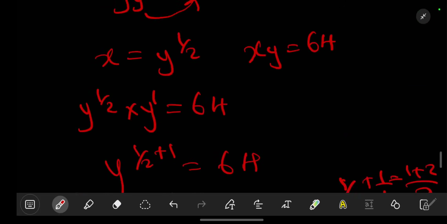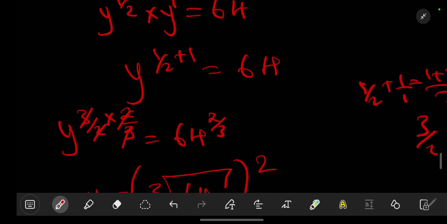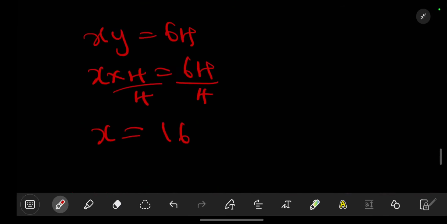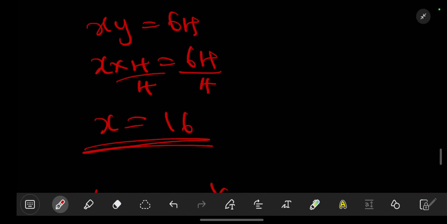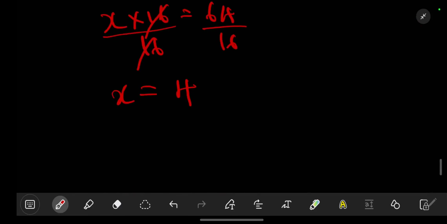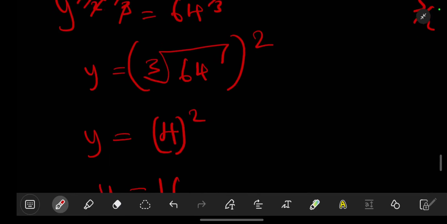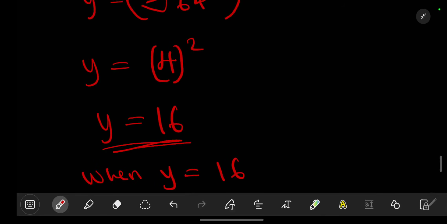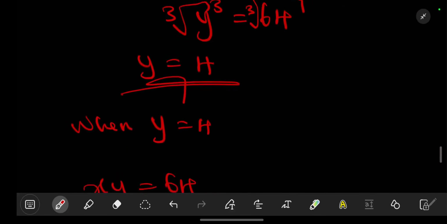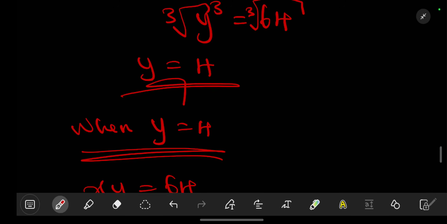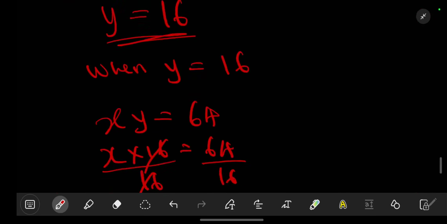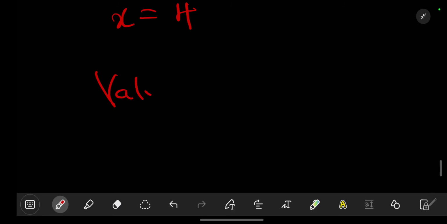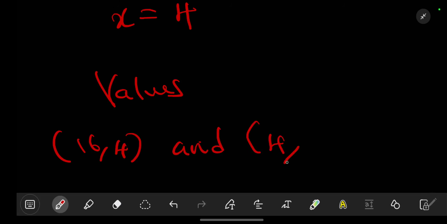So you can see the minor difference between the two values, in which they are interchanging. At first x was equal to 16, but here x is equal to 4. For the other one, y is equal to 16, here y is equal to 4. So the values are 16, 4 and 4, 16. So that is how you solve those equations.